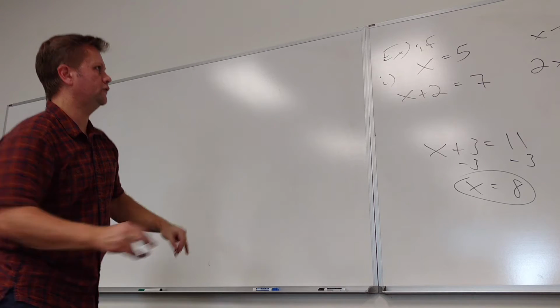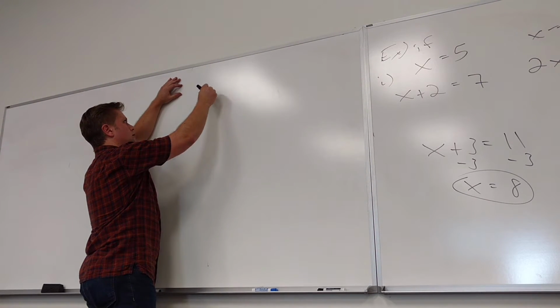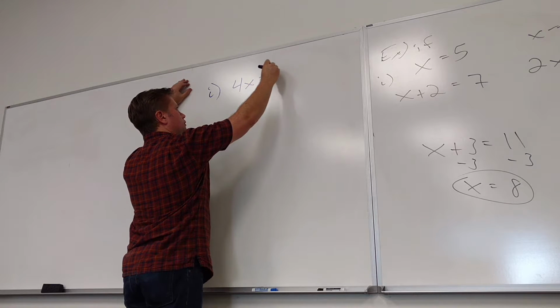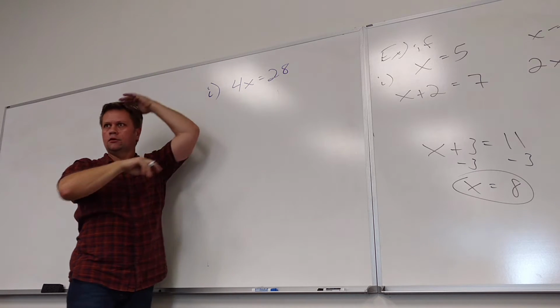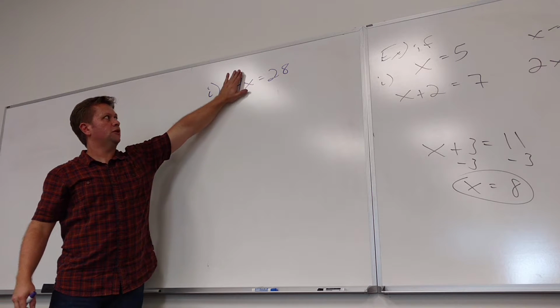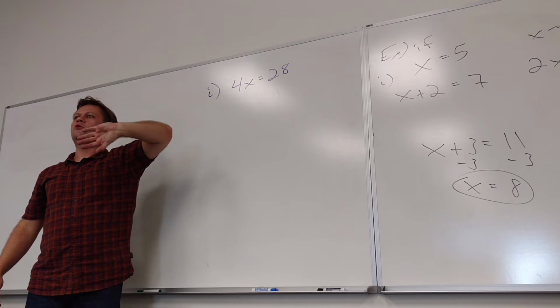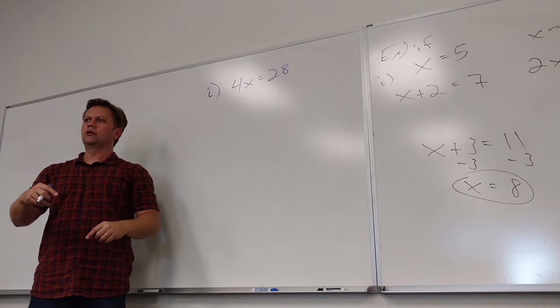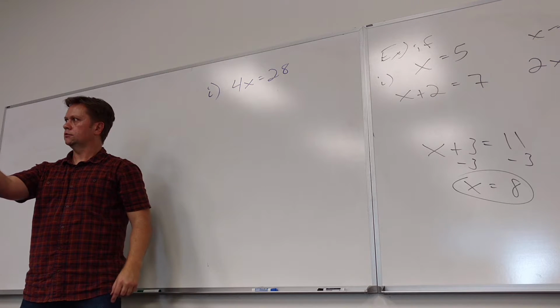Alright, so what about this? What if I had this equation here, 4x equals 28? What do you do to it to solve it? What did somebody do to the poor x? Multiplied by 4. So how do you undo what this person did? Divide by 4.